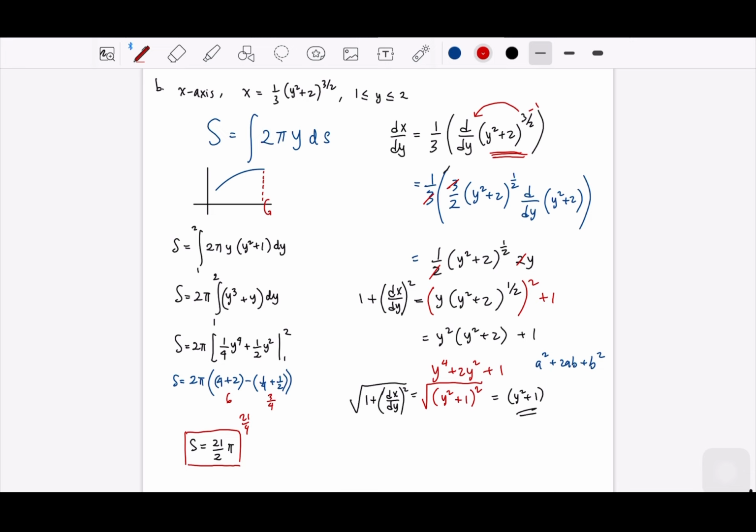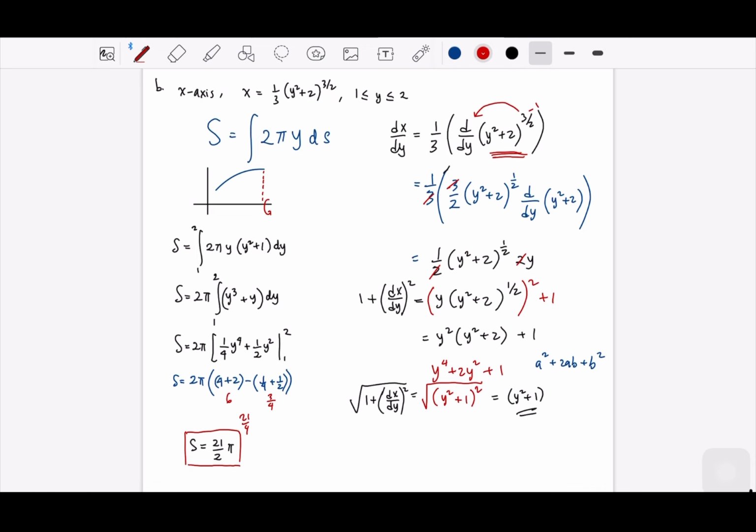So the rotations for different axes, they will have a difference in the 2 pi y or 2 pi x. Okay? So both of these two questions rotate about x. So we write 2 pi y ds. Just write x equals that first, and we decide which one, dx or dy, we are going to use, because we can have either.